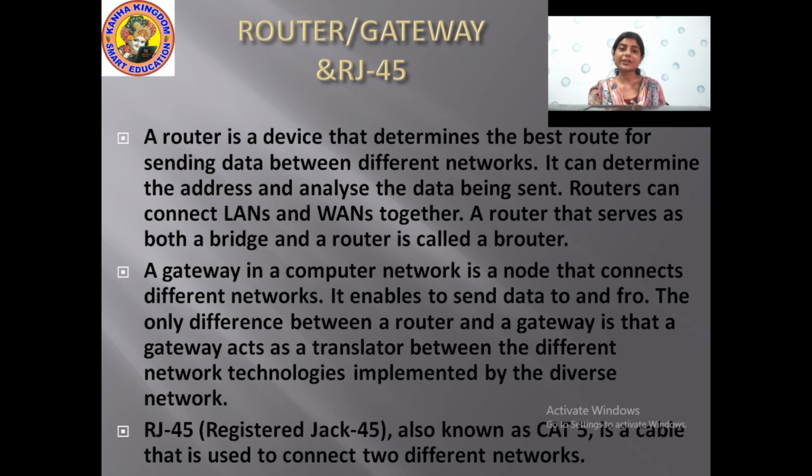The full form of RJ45 is registered jack 45. It is also known as Cat5. It is a cable that is used to connect two different networks. Okay, so this is router, gateway and RJ45. Understood?